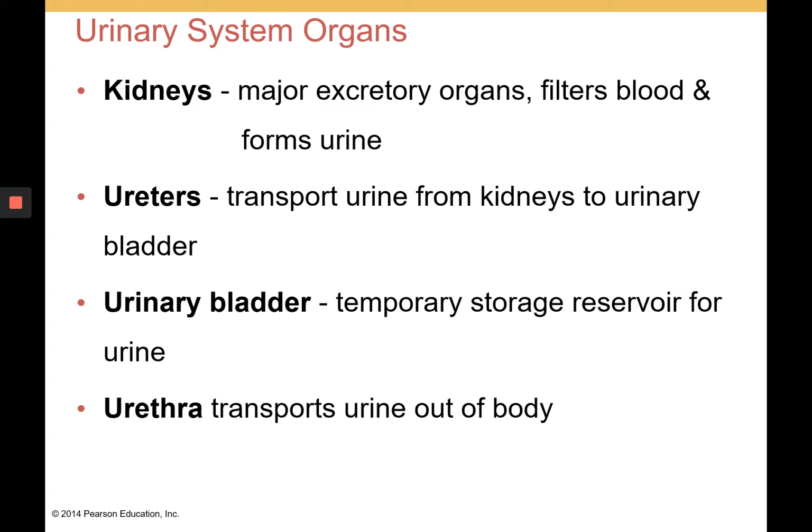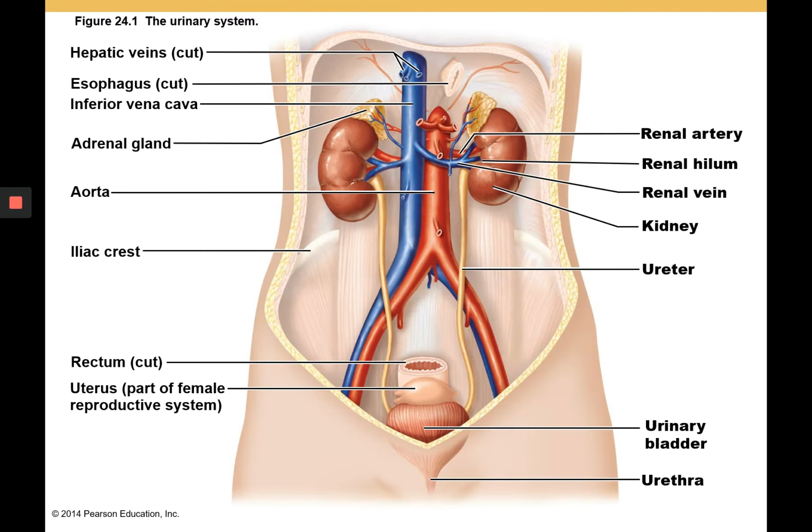The urinary bladder is a temporary storage reservoir for urine, and it allows urine to leave via the urethra, and the urethra is a structure that transports urine out of the body. We can see here the 4 organs of the urinary system, the 2 kidneys below their adrenal glands, the ureters, which connect the kidneys to the urinary bladder, and the most inferior urethra.